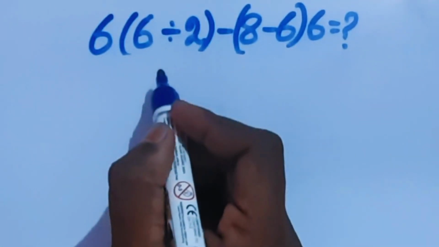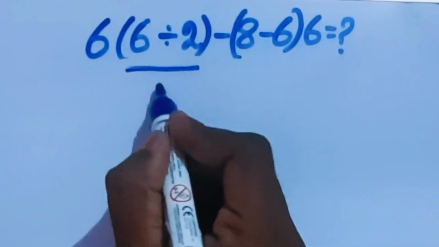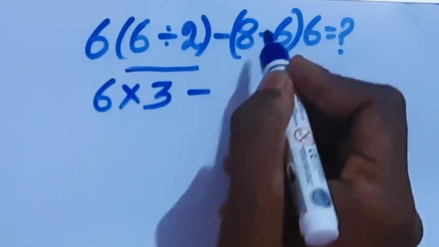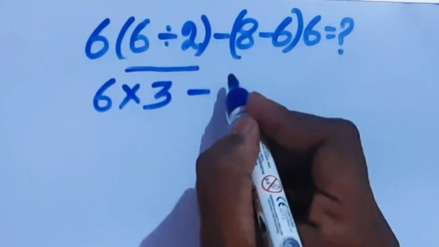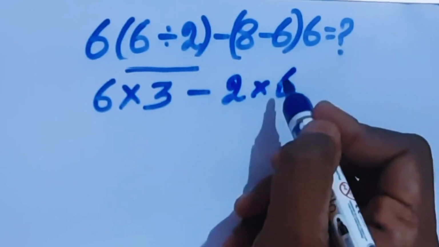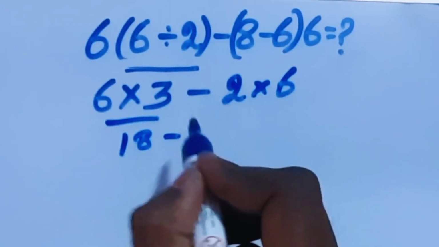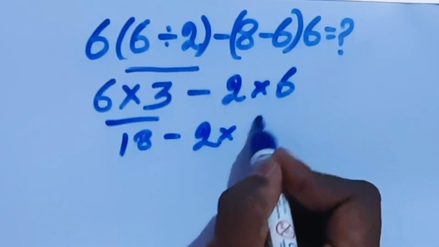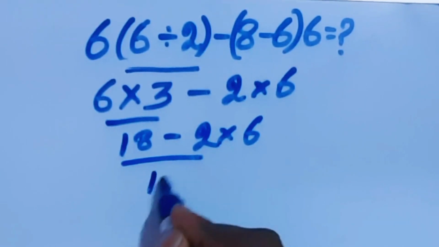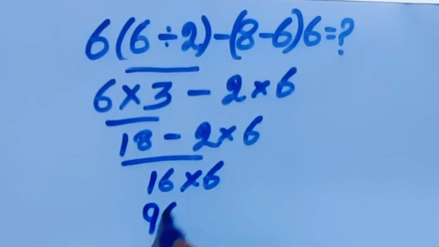Hi guys, most of them get the answer 96 in the wrong way. Here 6 divided by 2 is 3. Here 6 times 3 minus, here 8 minus 6 is 2 times this 6. This is 18 minus 2 times 6. Now 18 minus 2 is 16 times 6, which is 96.